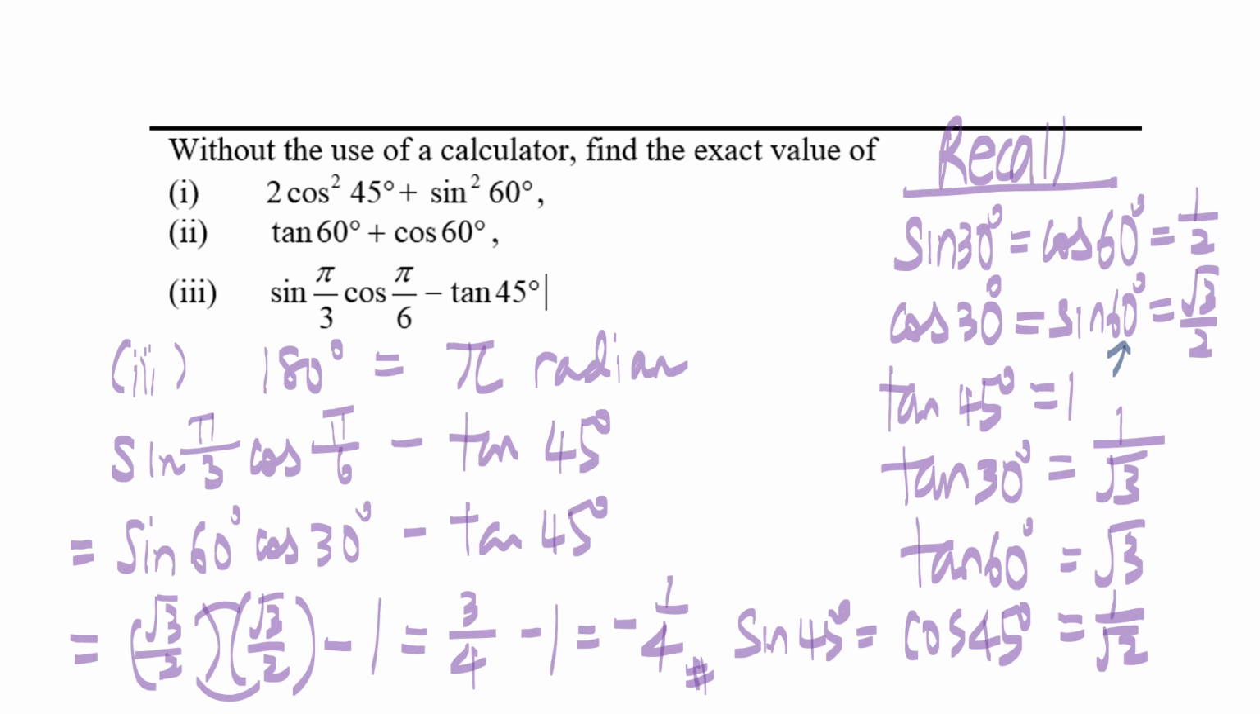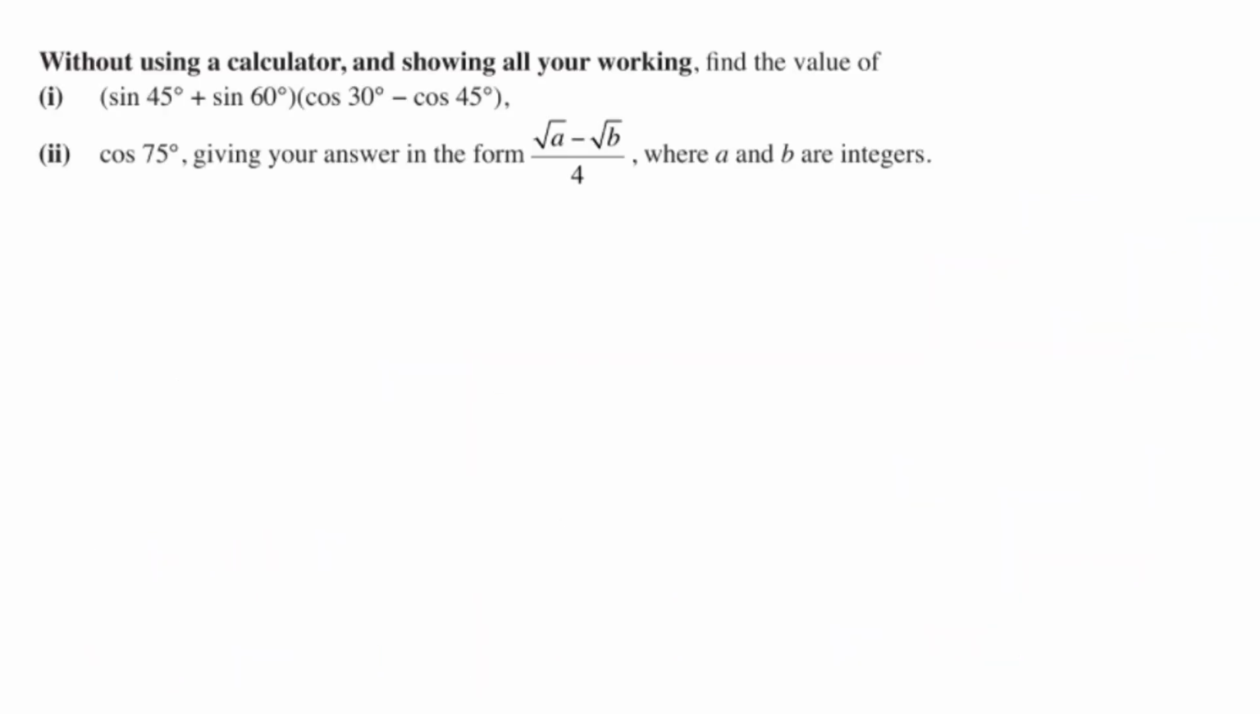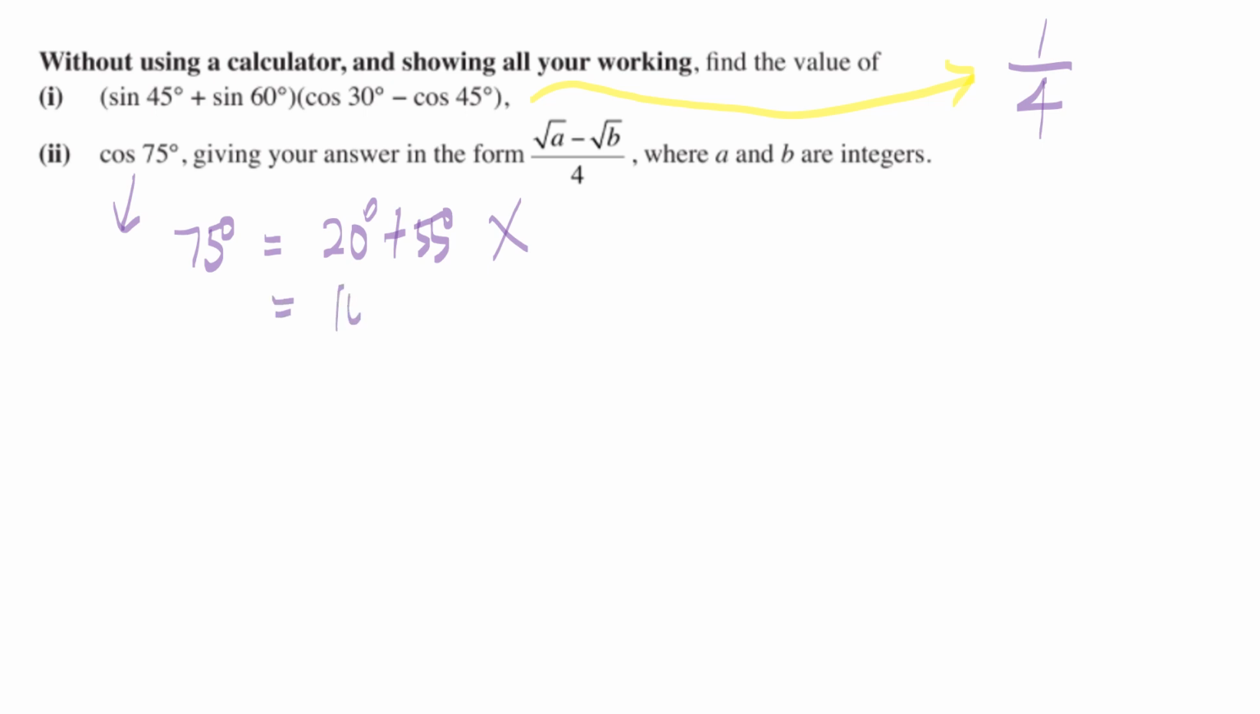All right, time for you to put what you have learned into practice. If we do it correctly, you should get the answer for part 1 to be 1/4. Then for part 2, let me give you a hint. Express 75 as two special angles. Of course, you can write it as 20 plus 55, but we're not going to use that because 20 and 55 are not special angles. You can write it as 10 plus 65.